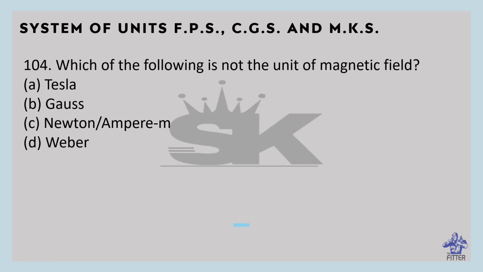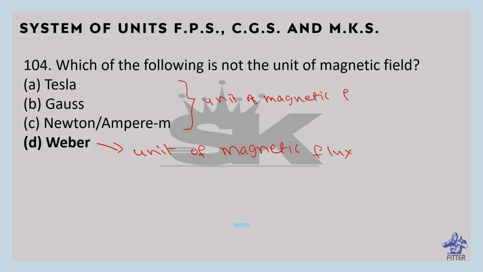Which of the following is not the unit of magnetic field? That is Weber. Tesla, Gauss, and Newton per ampere meter are the units of magnetic field, while Weber is the unit of magnetic flux. Remember that. These three are units of magnetic field.